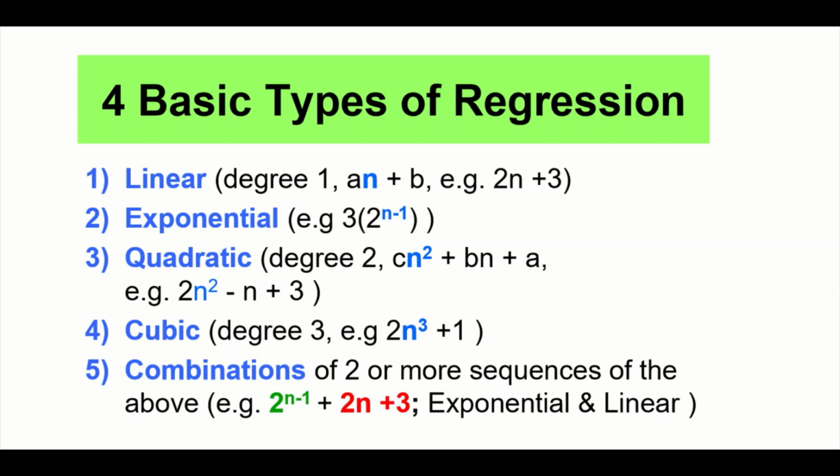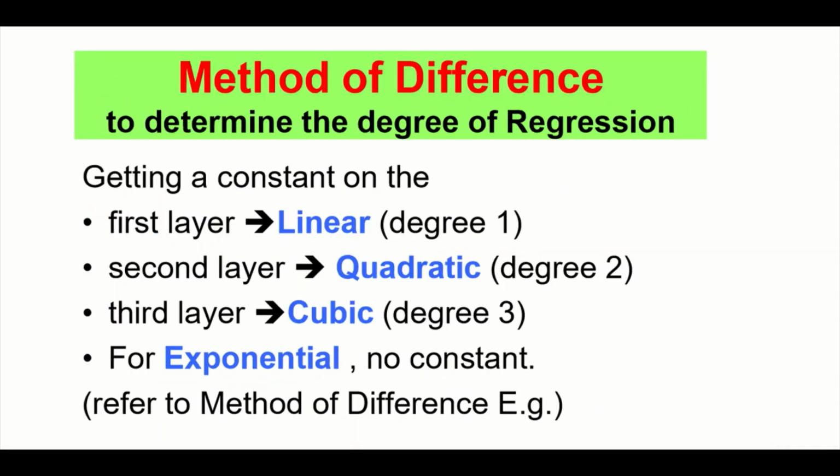In this video, I will cover the third type of regression, quadratic regression, which is of degree 2. For quadratic regression, it just means that we'll get a constant on the second layer of difference. So let's take a look at one example.